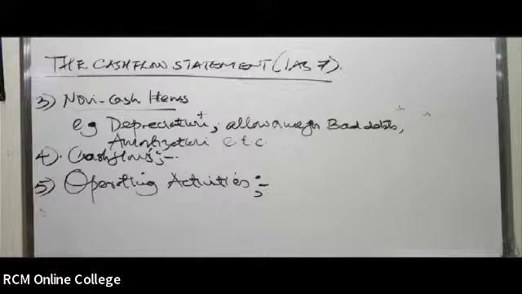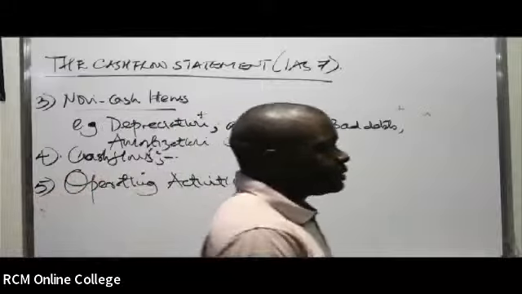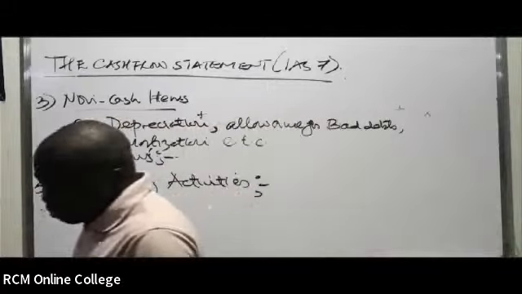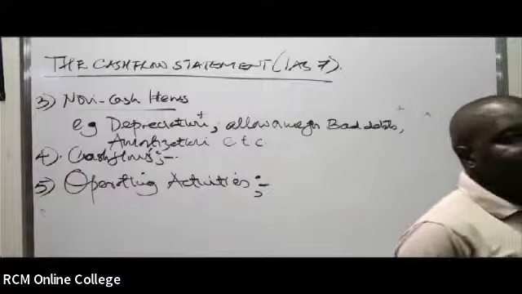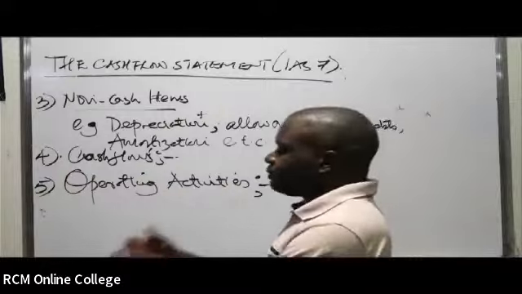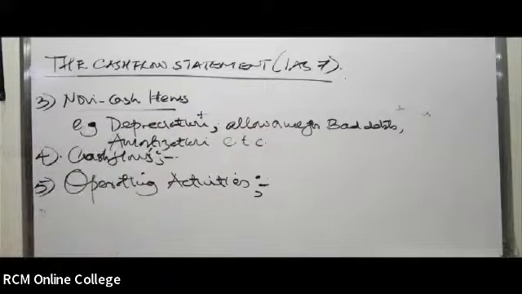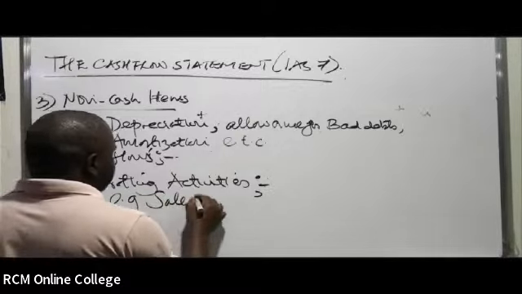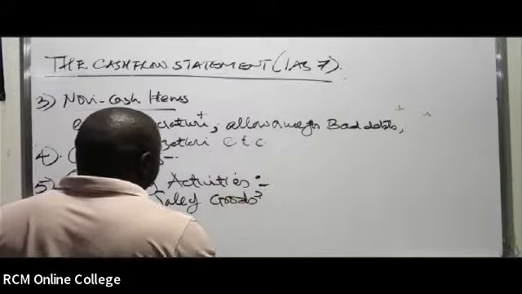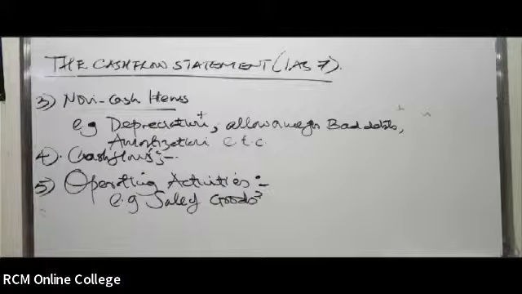These are revenue generating activities of an enterprise. Those are activities undertaken to get revenue. So basically we're talking about items in the income statement. You can give an example, e.g., sale of goods.